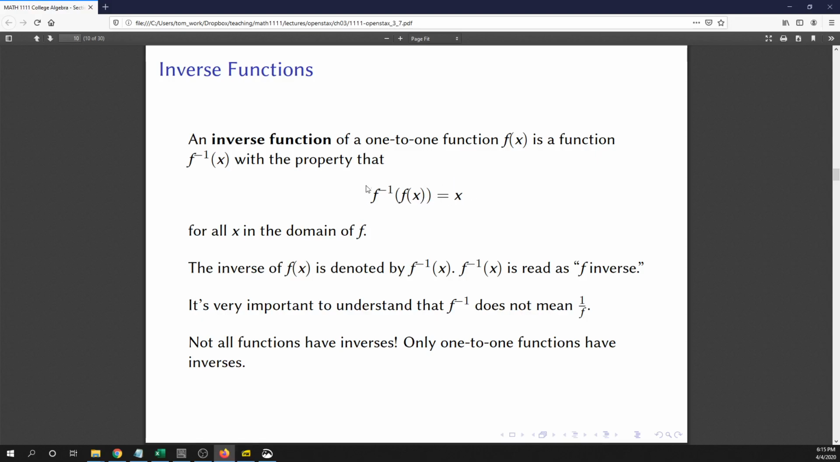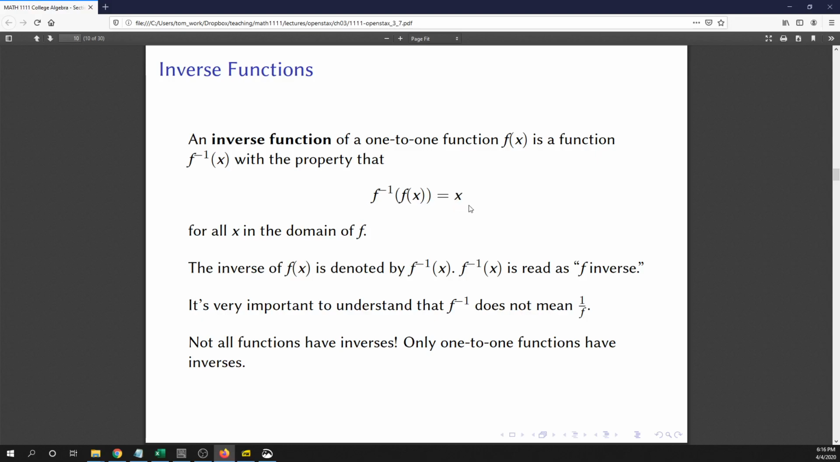So what does this little condition say? It basically says that if I take any number and plug it into f, I will get some output. And if I take that output and plug it into the inverse function, I will wind up with the number that I started with again.